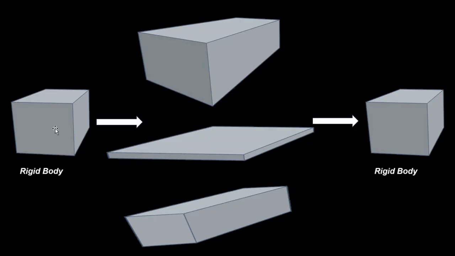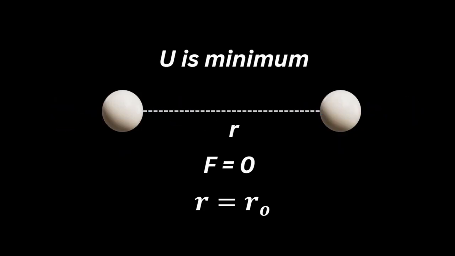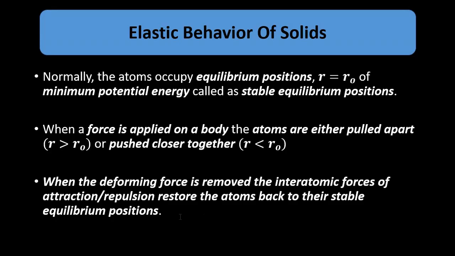Whether they are stretched, compressed, bent, whatever it is, the deformation leads to a change in the separation gap between the atoms. So depending upon the magnitude and the nature of the separation, attractive and repulsive interatomic forces act to restore the atoms back to their stable equilibrium position. The objective is always to restore the atoms back to their stable equilibrium position.